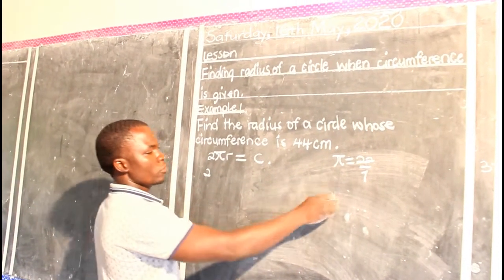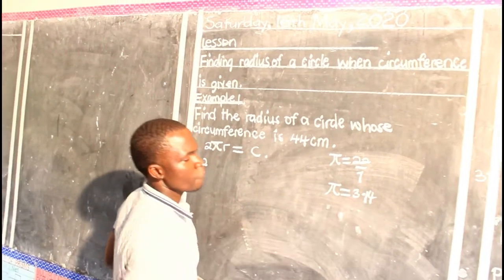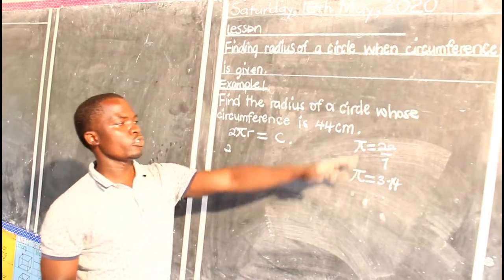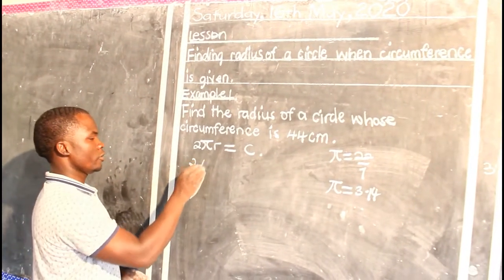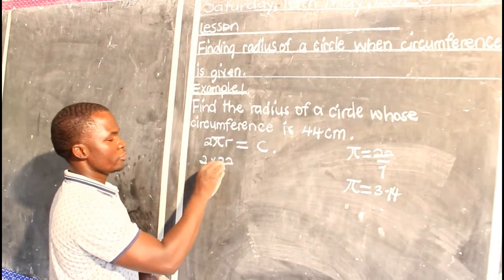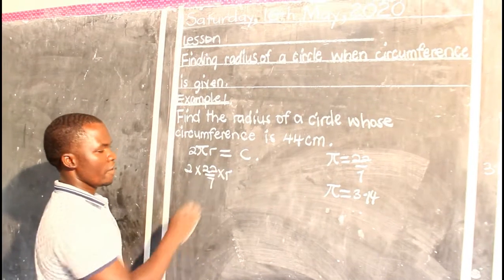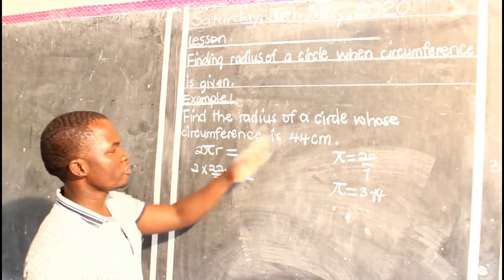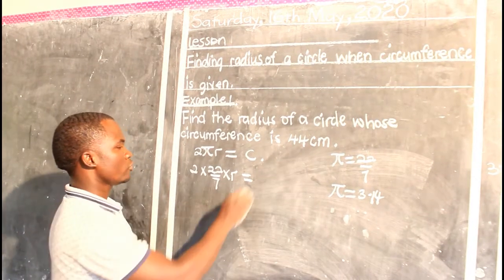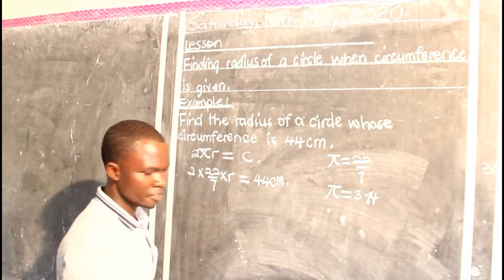We have 22 out of 7 and then 3.14. We are going to use 22 out of 7 for this case. So this is 2 times 22 out of 7, which is our pi, times r, which we are looking for, equals the circumference, which is given. It is here. So this is now 44 centimeters.